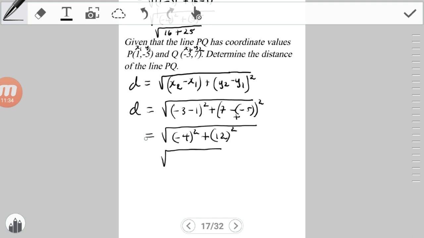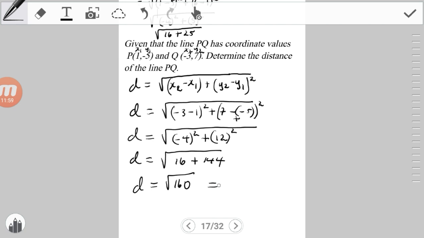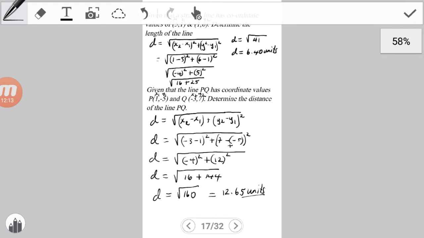So what we're looking at here is that d is equal to the square root of 16 plus 144. If we add both of those, we're going to find that d is equal to the square root of 160. By finding the square root of 160, we'll find that our answer for this particular line is 12.65, rounded to 2 decimal places, units. That would be the distance of this particular line.